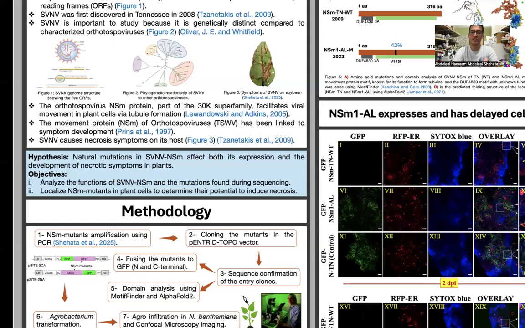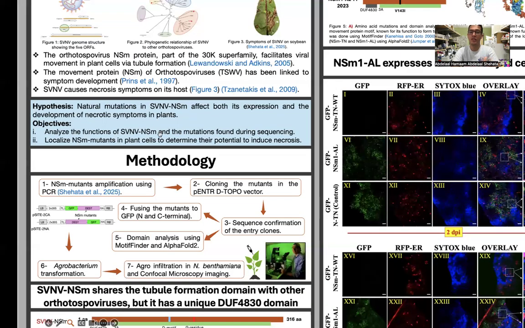So basically, my hypothesis is that natural mutation in NSM will affect its expression and could be contributing to the development of necrosis symptoms in plants. And I have two objectives to investigate my hypothesis. The first one is to analyze the functions of NSM of SVNV and also the mutations that we found during sequencing. The second one is to localize NSM mutants in the plant cells to determine if they have any potential in causing necrosis or delaying the necrosis, as we will see.